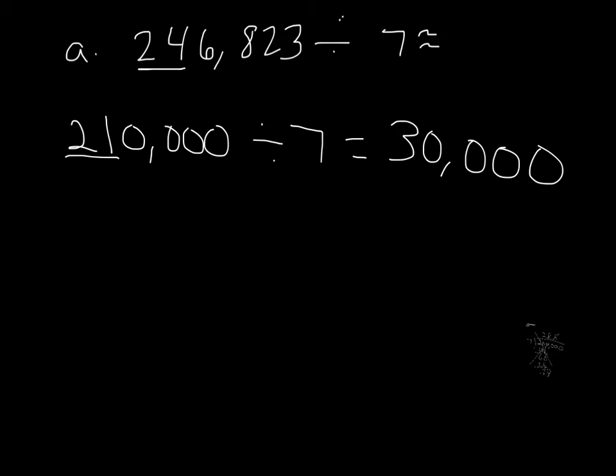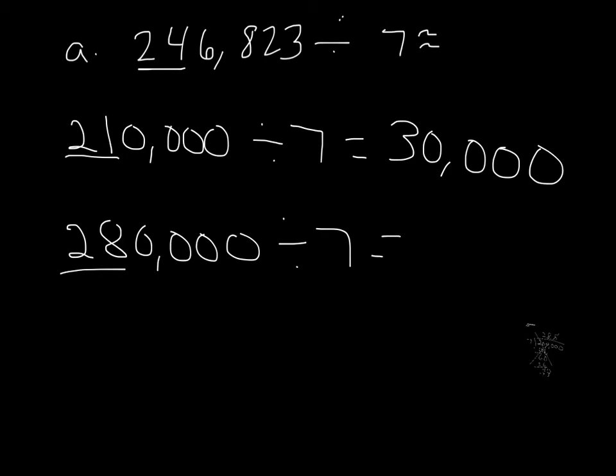Now some of you may have actually noticed that 210,000 is close to 246,000, but there's an even closer number divisible by 7. We could have also rounded the 24 to a 28, and so we could have said 280,000, and that's actually slightly closer, but the difference isn't big. 280,000 divided by 7, well, 28 divided by 7 is not 3, it's 4, and there's 4 zeros, so we would get 40,000. And this is one of those problems where I would accept either answer, but the key is to understand that we're going to do compatible numbers.